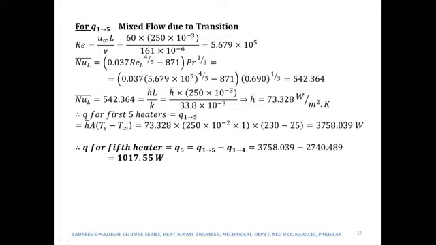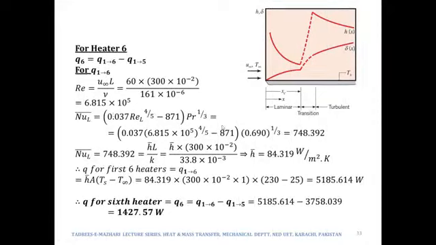Now for the reason discussed before, we will also find out Q from the sixth heater. And using the same thing, because when we talk about the sixth heater, Q from the sixth heater would be the difference between these two Qs from 1 to 6, or till sixth heater, minus the heat transfer till fifth heater.